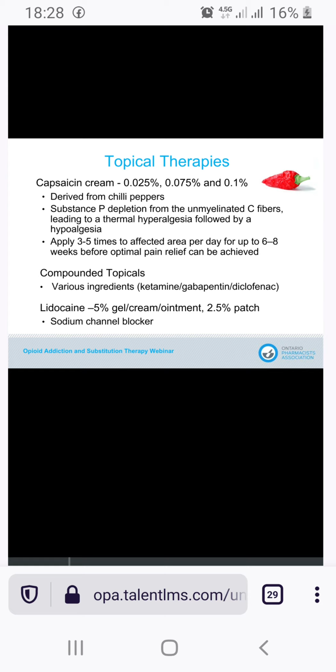And then lastly, there's lidocaine, so 5% gel, cream, or ointment, or the 2.5% patch. And again, lidocaine works essentially as a sodium channel blocker to minimize the perpetuation of that pain signal towards the central nervous system. The other topical agent I didn't put here, which we discussed earlier, is the NSAIDs, right? So we talked about Voltaren already.